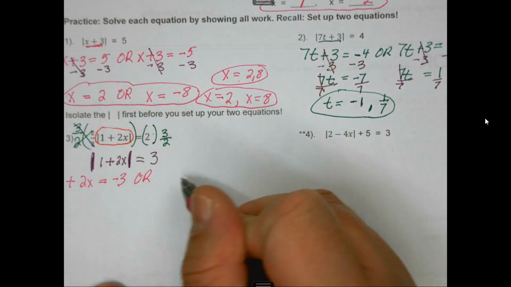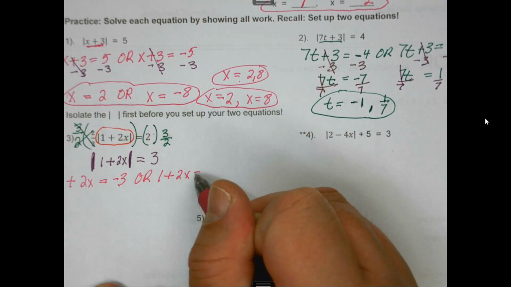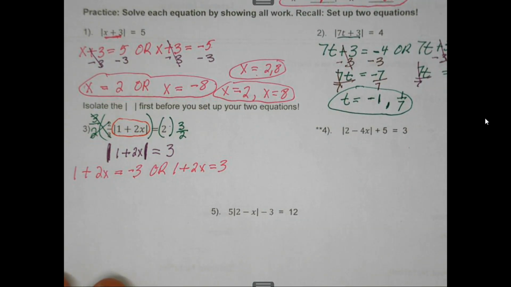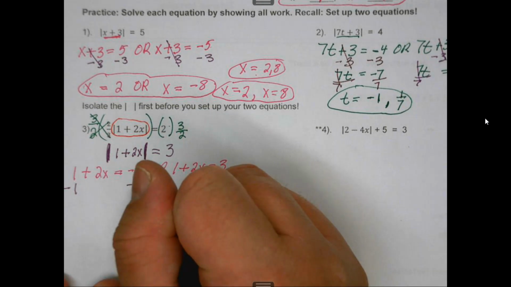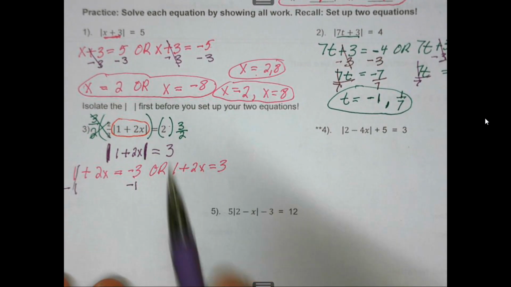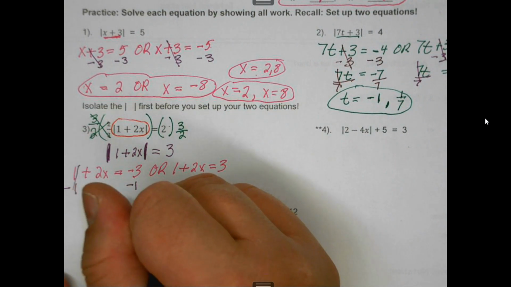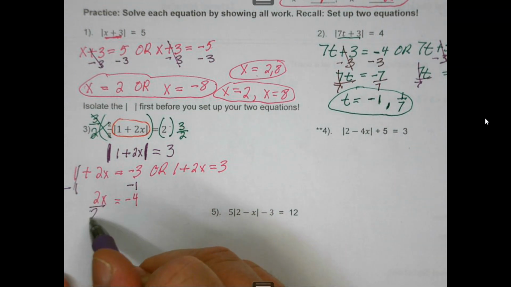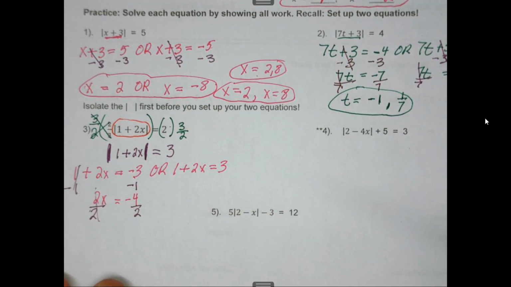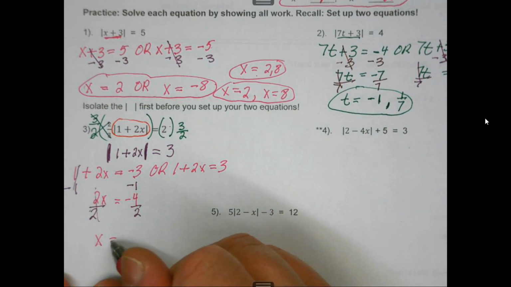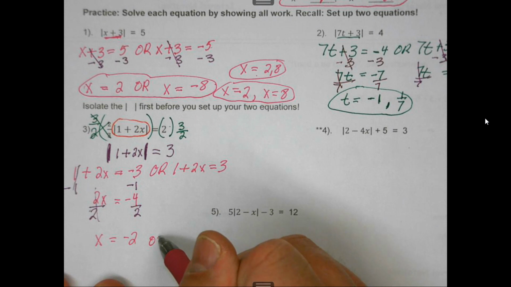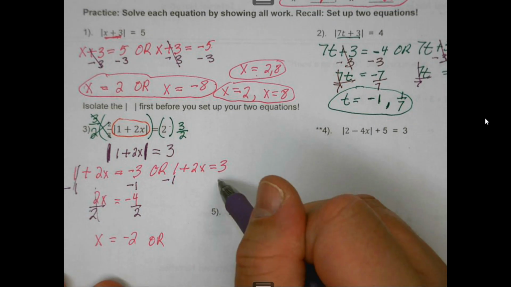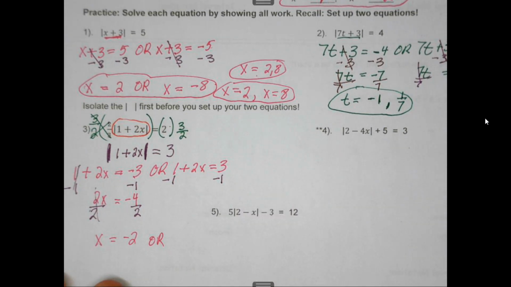Minus 1, minus 1. I get 2x equals negative 4. Divide by 2. Divide by 2. I get x equals negative 2. Solve the other side. Minus 1, minus 1. 2x equals 2, divide by 2. So here I get x equal 1.